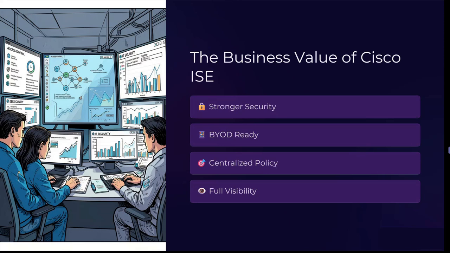Now, as business value for organizations, ISE delivers much more than security. It strengthens protection against unauthorized access, supports employees using personal devices securely, simplifies policy management through a centralized platform, and provides complete visibility into who is accessing the network and when. This helps improve both security and operational efficiency.